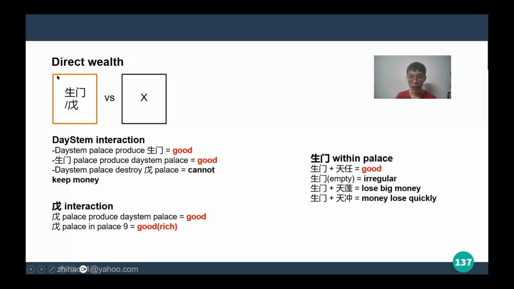Let's look at the 生门. What is happening within the 生门 itself? So if there's a 生门 meeting with a 天刃, it is good. If a 生门 itself has an empty sign, that means that the income is irregular. If it is a 生门 with a 天蓬 star, it means that the person will lose big amount of money. If it is a 生门 with 天冲, it means that the person can lose money very quickly.